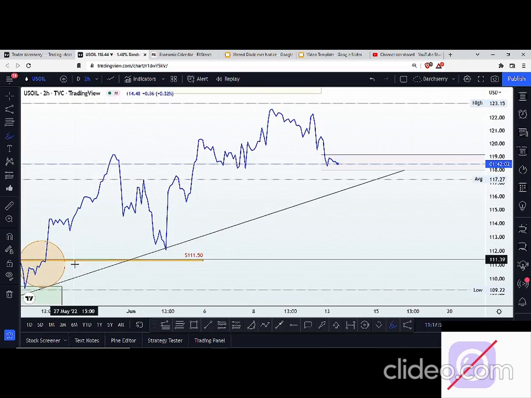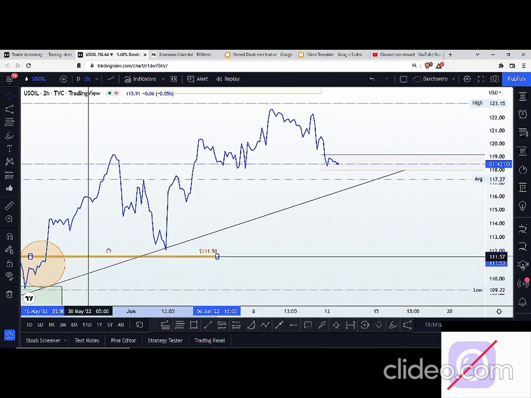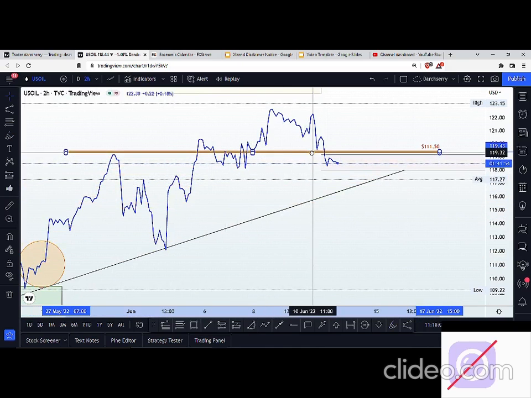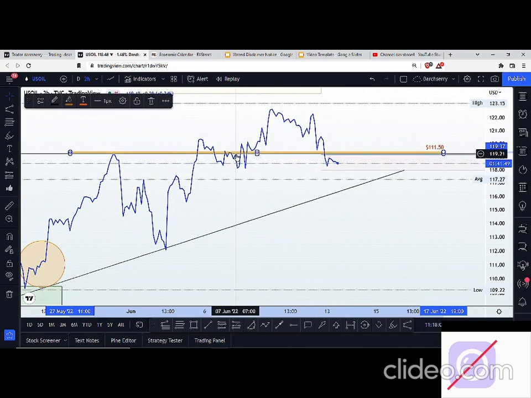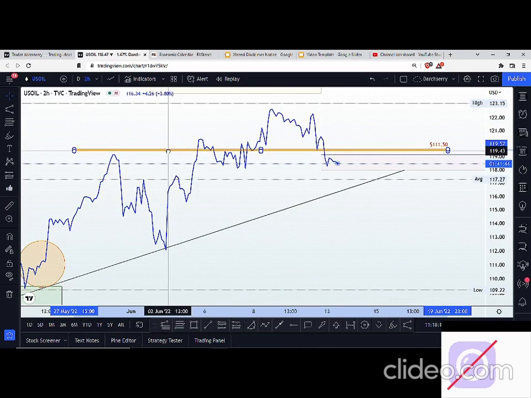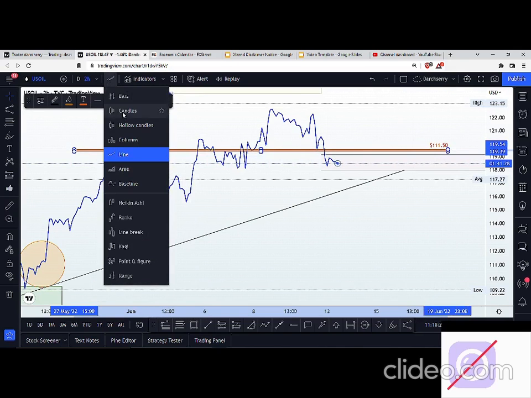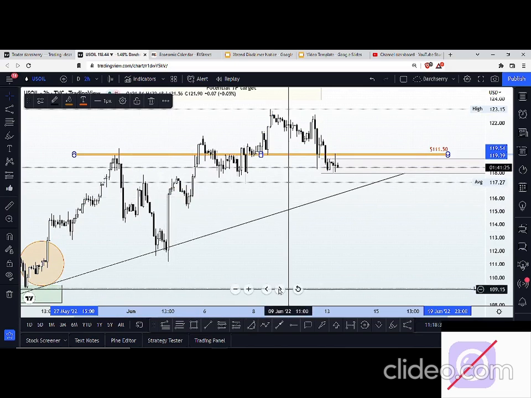So I will bring out my line chart for the sake of being specific. Then we will look at what we can bring out at this point. So if we bring out our line chart, we have a key level sitting at around 119. I think I should use, should we use 119.50? I think 119.50 will be most appropriate at this point. So this is what we have here.